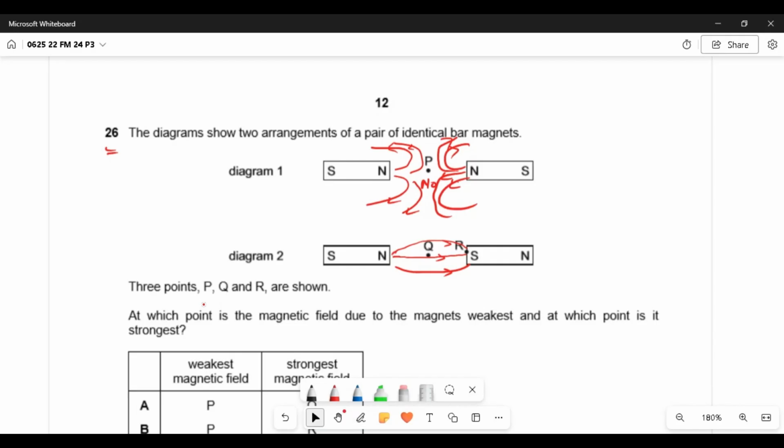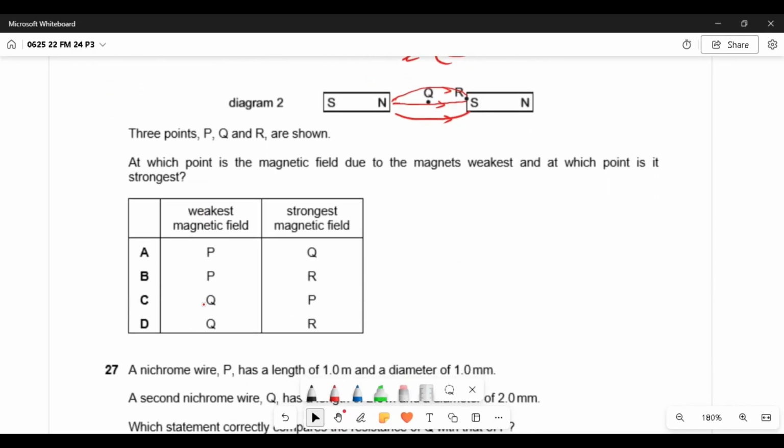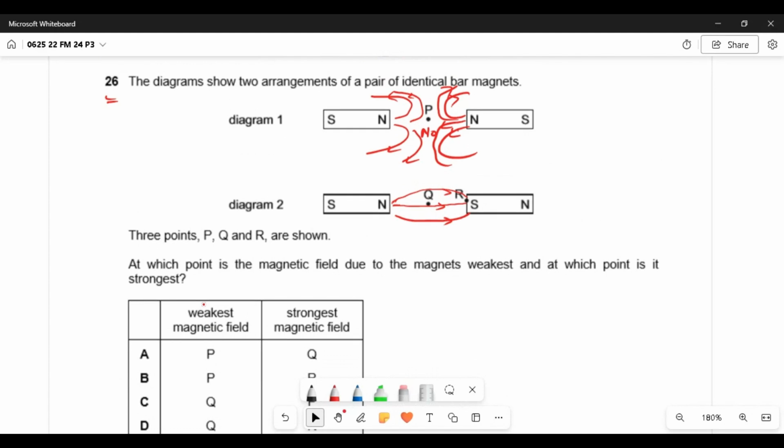So at which point P, Q, R shown is the magnetic field due to the magnet weakest, and at which point is it strongest? So P has no magnetic field.